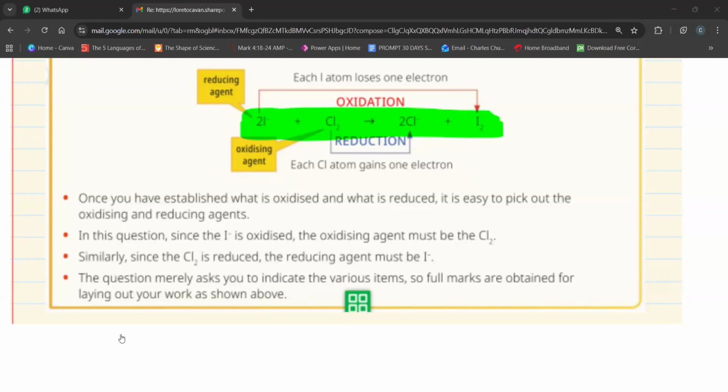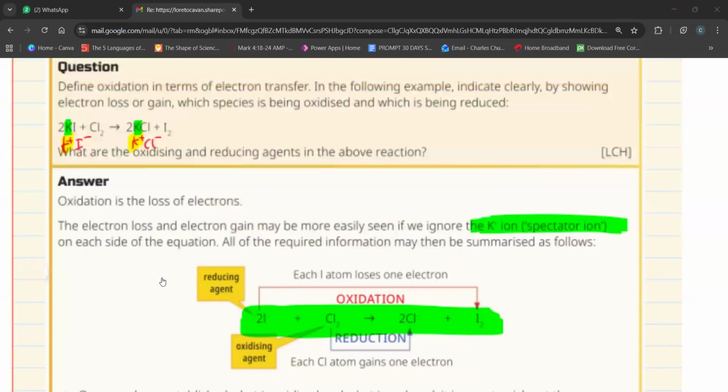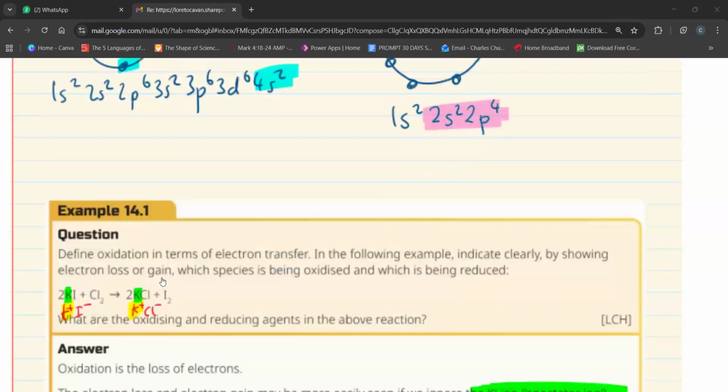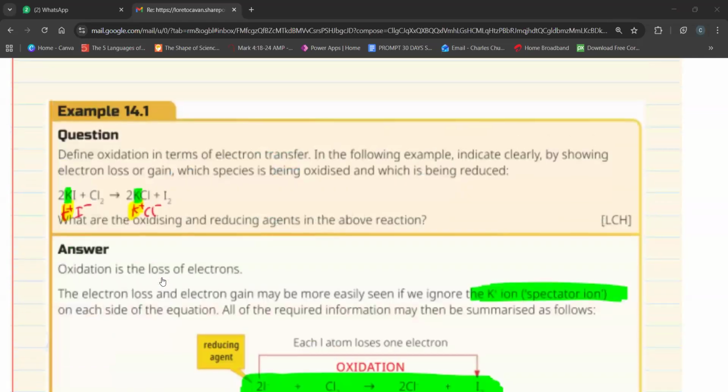Yes. So we've concluded that Cl2 must be the oxidizing agent. And since Cl2 is being reduced, the reducing agent must be iodine. Okay. So some questions are quite tricky, so you just have to be careful to take a look at them. Did you understand this example 14?